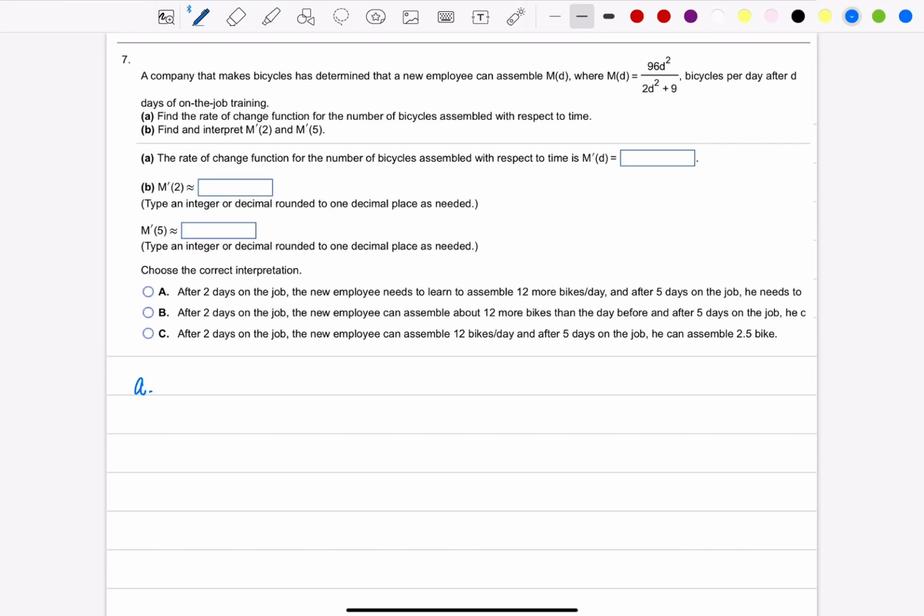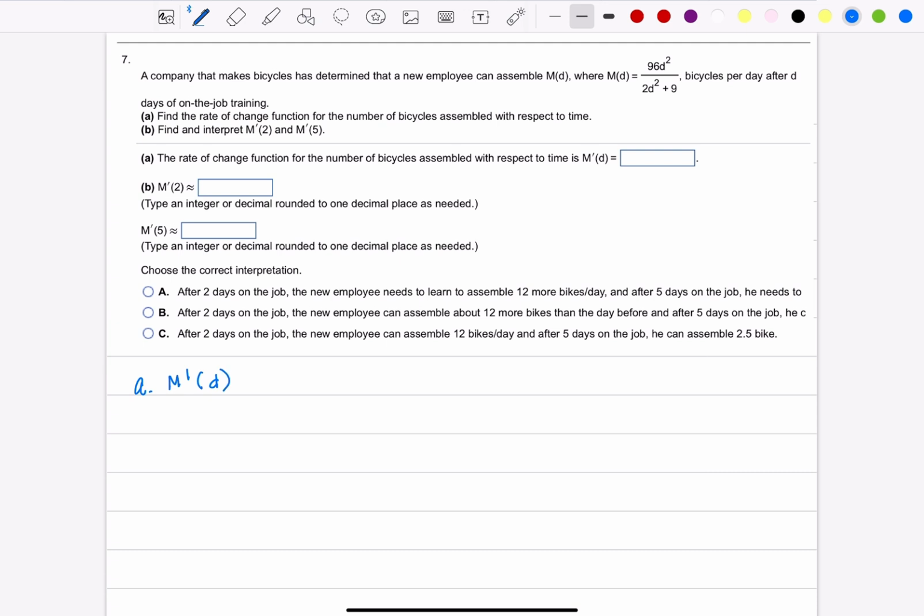A company that makes bicycles has determined that a new employee can assemble M of D, where M of D is 96D squared over 2D squared plus 9, bicycles per day after D days on the job training. Find the rate of change of the function for the number of bicycles assembled with respect to time. That means find M prime of D.